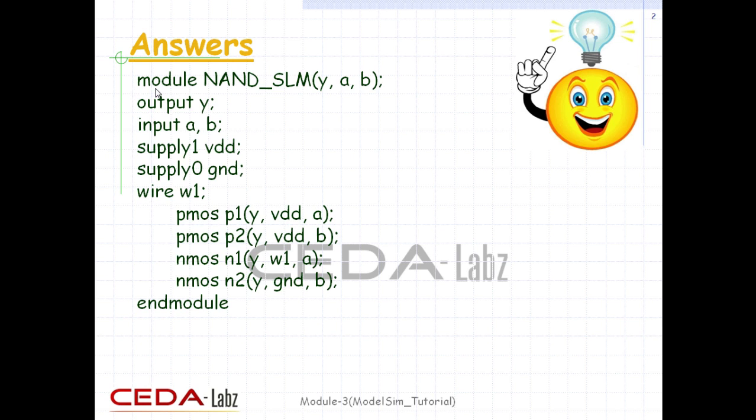Module is followed by module name and port list. Further, followed by ports declaration. Power and ground sources defined as supply 1 and supply 0. Internal connection W1 is defined as wire. PMOS and NMOS primitives are instantiated accordingly. And as usual, terminating the module via keyword endmodule.